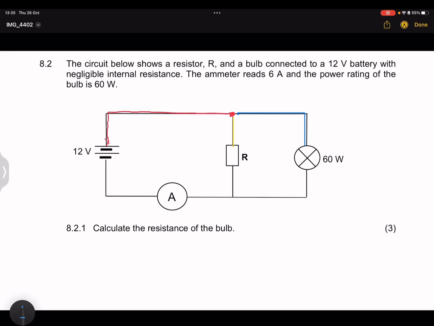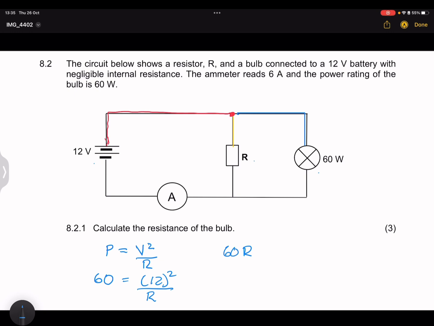So if they're in parallel, what else do we know? You know that the voltage is the same across them. If you notice, we're given the voltage in this case as 12 volts. So that means the voltage across R will be 12, and the voltage across the bulb will also be 12. We know the power rating of the bulb, so power is equal to V squared over R. Our power rating is 60, our voltage is 12 volts, and we want the value of R.